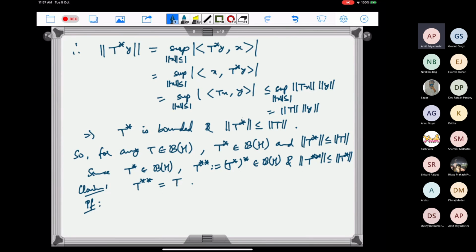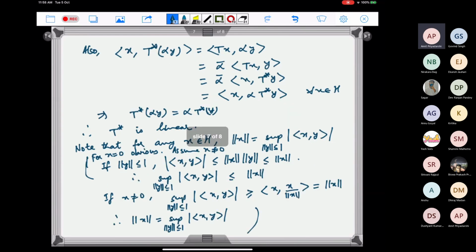This is again just checking this. So if we have any X and Y, we have to show that T star star of X equals T X. So if we rewrite T star star X with Y, this is the same as X with T star of Y. This is by the definition of adjoint of T star, right?